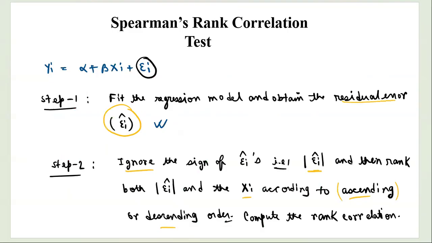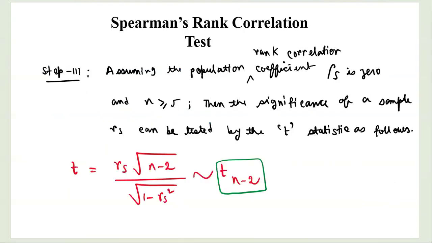First, fit the regression model and find out the residual error. Then, second step, ignore the sign of the residual and find out the ranks of the independent variable as well as the absolute value of the residual. The third step is to either compute the T statistic and find out the critical value, and compare the critical value and the computed value, or you can use the formula of the p-value. P-value has a thumb rule.